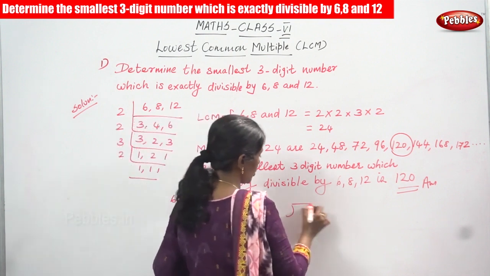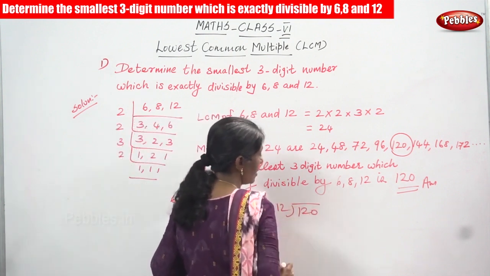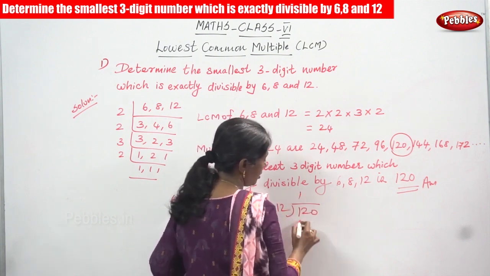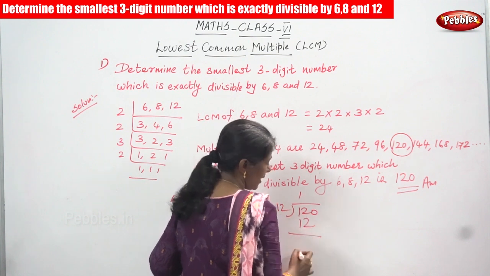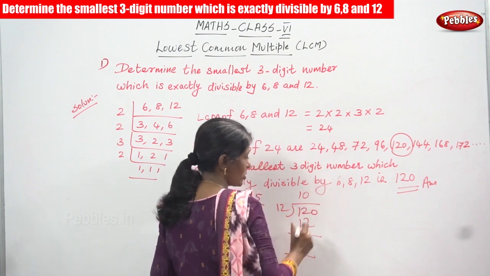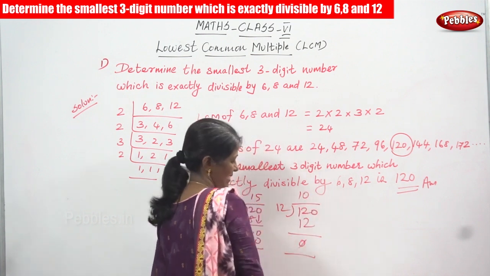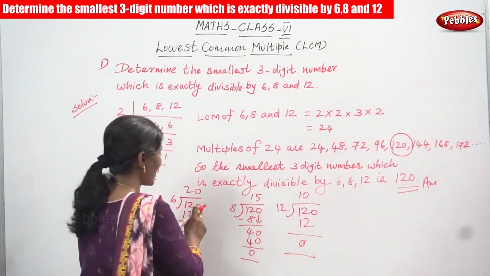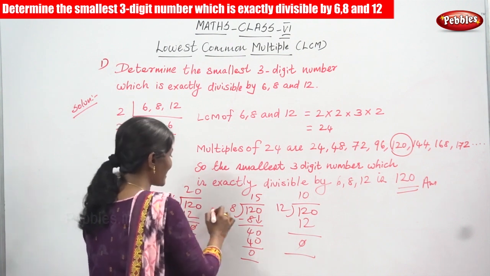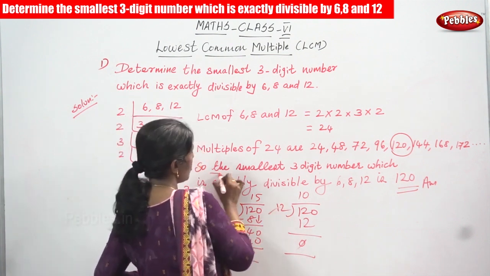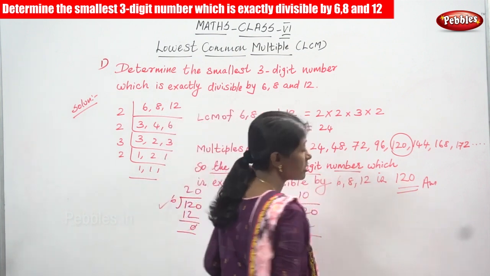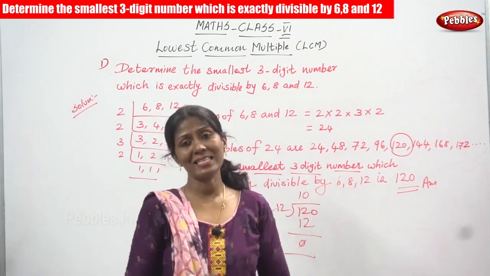Now check whether 120 is divisible by 12. Of course it is. 12 divided by 12 gives 1. 1 twelve is 12, and 12 minus 12 gives 0. Cancel the 0, and the remaining 0 you write on the top. It is the quotient, so 10, and the remainder is 0. So 120 is the smallest 3-digit number which is exactly divisible by 6, 8 and 12.